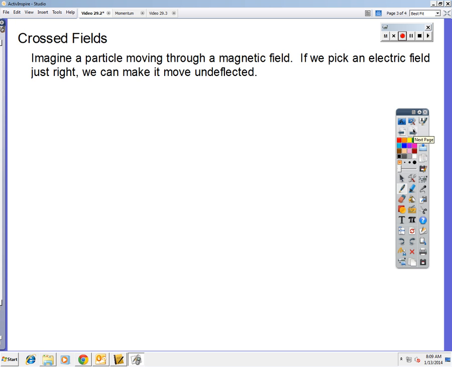Now, the last topic for today is what we call crossed fields, where we have both an electric field and a magnetic field acting on the charged particle.